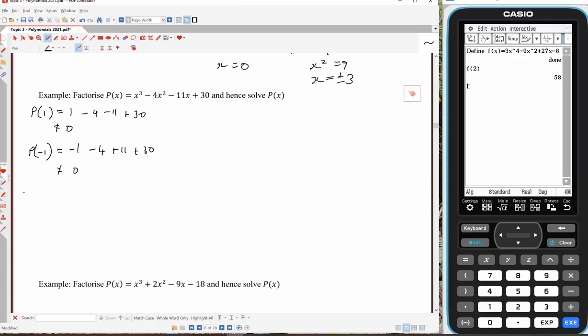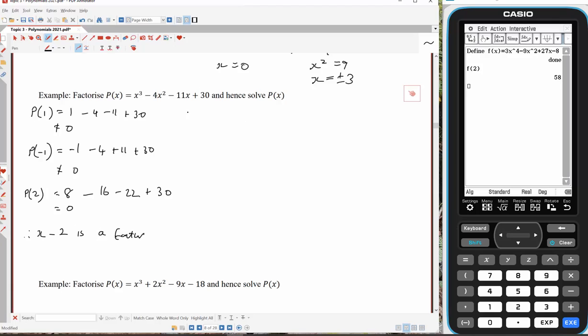So let's try p of 2. I think this was it. 8, take away 16, take away 22, plus 30. So this equals negative 38. 8 and 30 is 38, equals 0. Therefore, x take 2 is a factor, because we got 0 remainder.